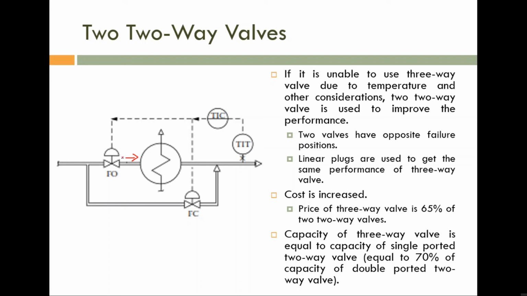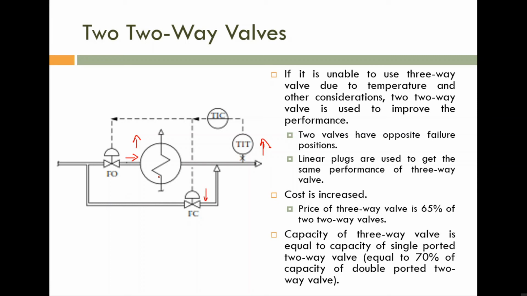Okay, one valve is a fail to open valve and the second valve is a fail to close valve. This one is a fail to open valve and this one is a fail to close valve. So if the temperature is large, if this measurement is large, then in order to reduce the temperature, what do we have to do? We have to increase this flow rate and we have to decrease this flow rate.